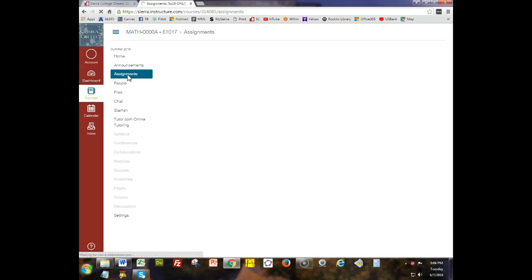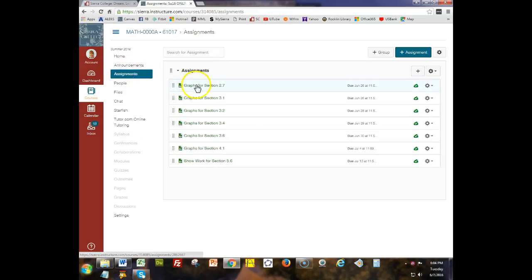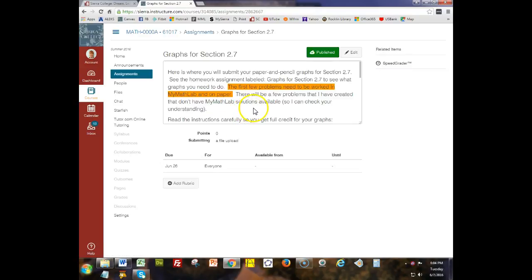Then I also want to show you the assignments area. The assignments that you will be turning in on Canvas are these graphs for these 6 sections. Section 5.6 is polynomial long division. I just want to see your polynomial long division procedure so I can make sure it's understandable and well laid out and neat, and so I can give you feedback about that. When you have finished your graphs for section 2.7, you click on this assignment, and this is where you're going to submit your graphs.